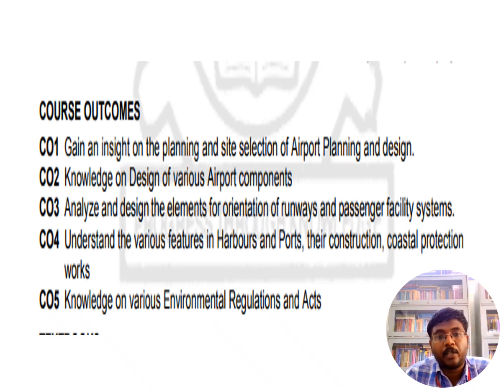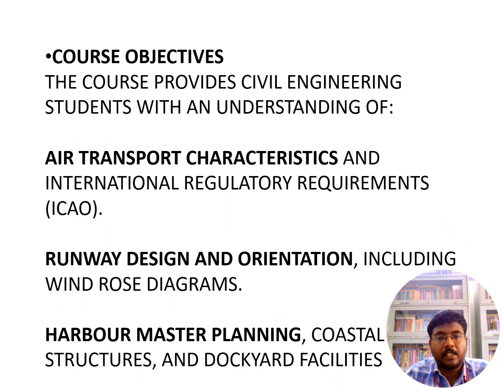At the end of Unit 4, students are able to gain knowledge about what is meant by harbor, and what is the difference between harbor and port. At the end of Unit 5, students have gained knowledge about what is EIA. Next, we see the course objectives of this subject. At the end of each unit, students are able to gain knowledge about air transport characteristics and ICAO. What are the elements that are present in both the airport and the harbor?